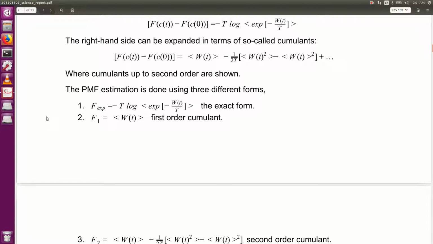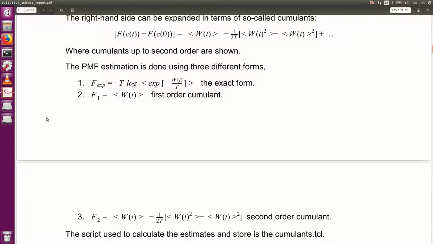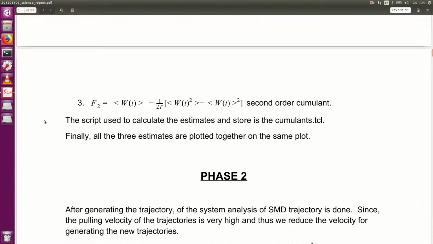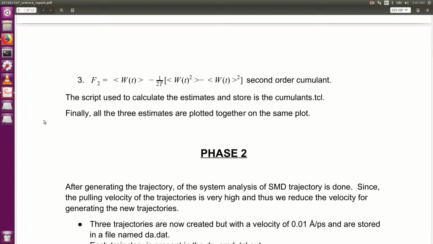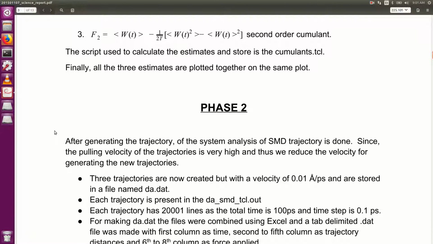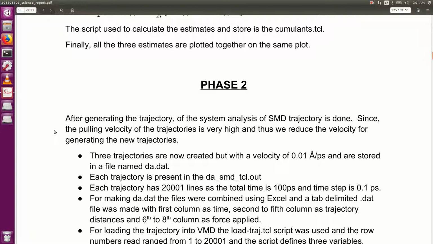The PMF estimation is done using three different forms. First is F_EXP, which is equal to minus T log of the average of exponential of minus W(t) over T, the exact form. The second equation is F1 equal to the average of W(t), which is the first order cumulant. The third equation which we are using is F2 equal to the average of W(t) minus 1 by 2T into the variance of W(t), which is known as the second order cumulant. The script used to calculate the estimates is stored in the cumulants.tcl file. Finally, all three estimates are plotted together on the same plot.